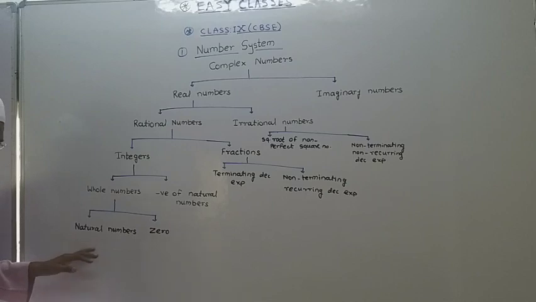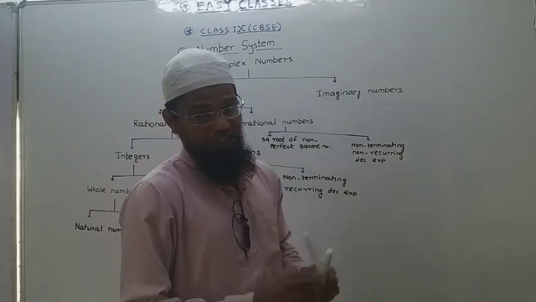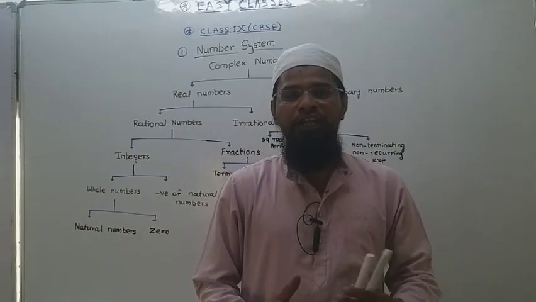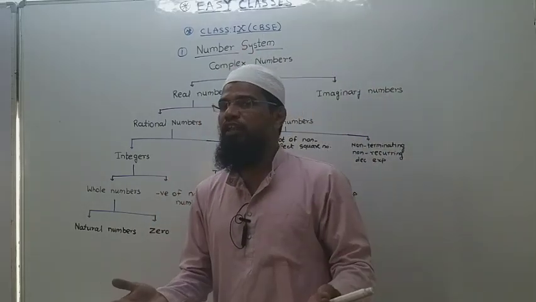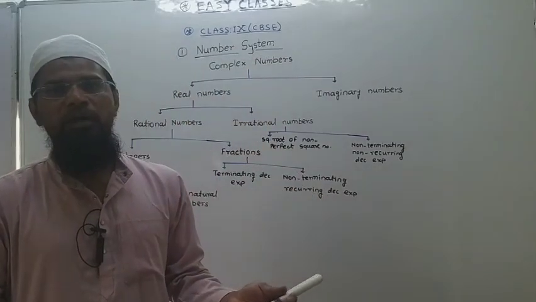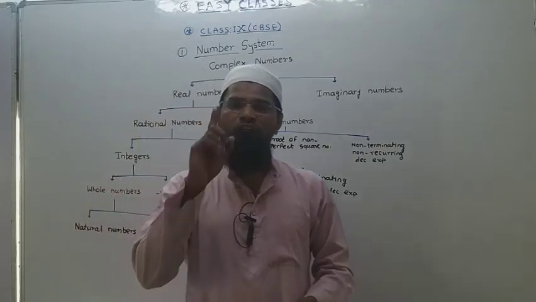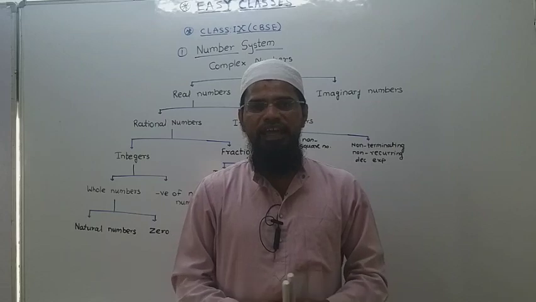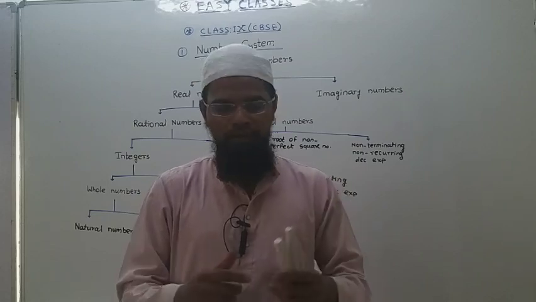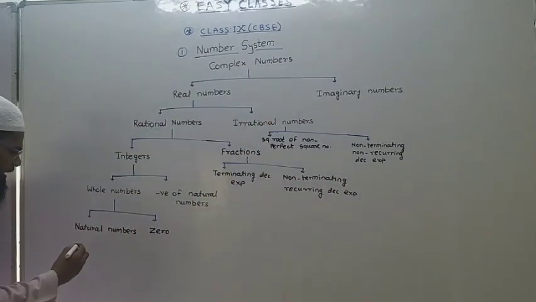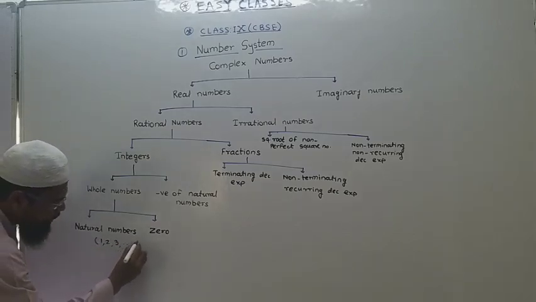So here we discuss the natural numbers. What is the natural number? We already studied natural numbers in very earlier classes. Natural number is nothing but the counting number. Anything which we count, we start the counting from first. So we can say that the smallest natural number is 1. The natural numbers are 1, 2, 3 and so on.